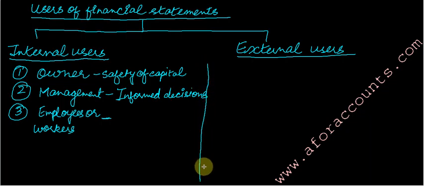Okay. External users. Who are external users? Government. Government needs to collect tax from the organization like sales tax, excise duty, VAT, service tax. So by looking at the financial statements, the government can also cross-check how much tax it needs to actually collect.